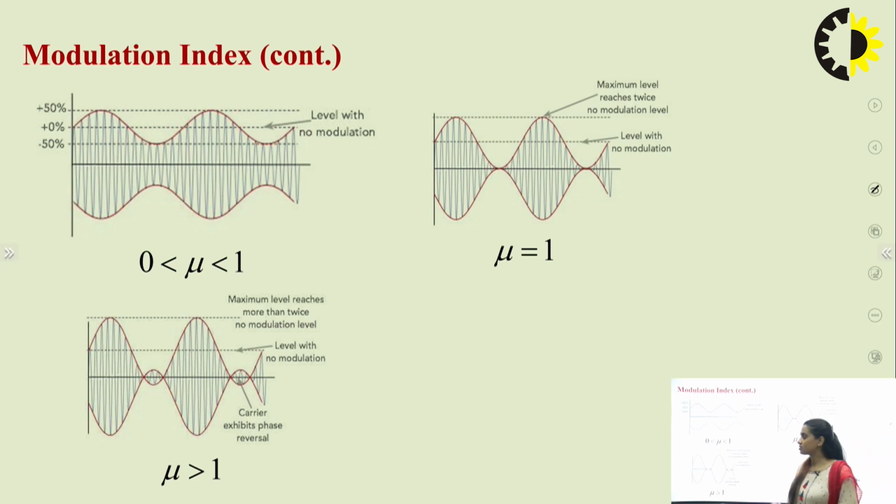These are three cases of modulation index. If my modulation index is less than 1, this is called under modulation.